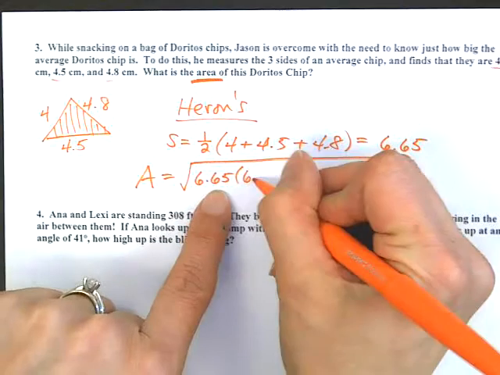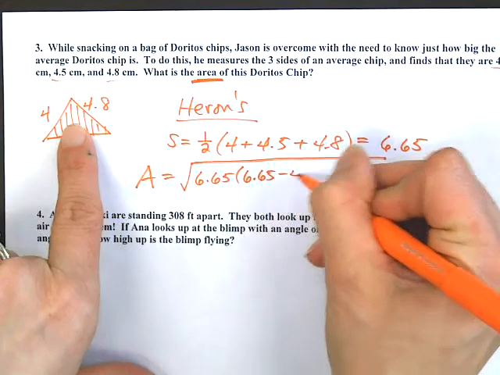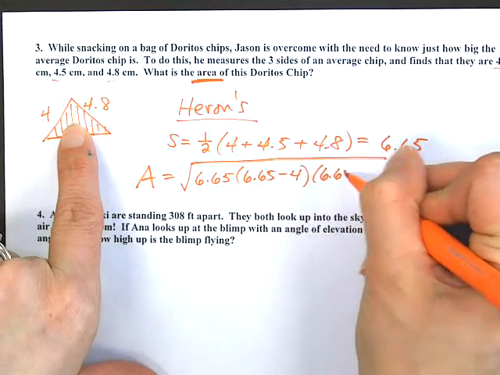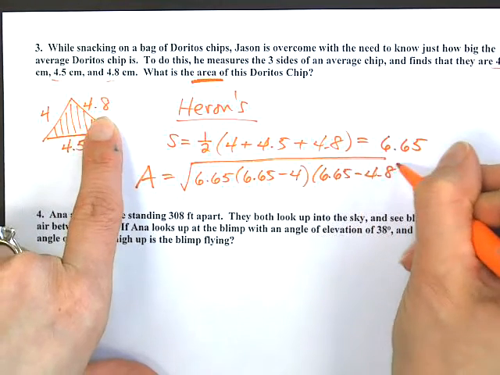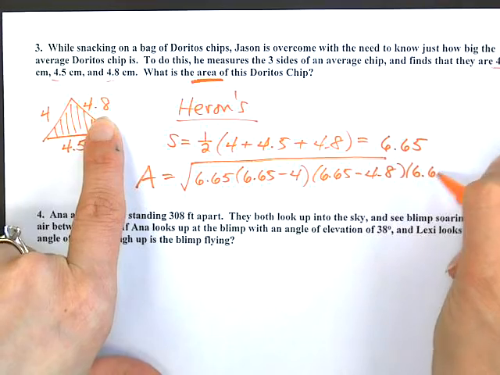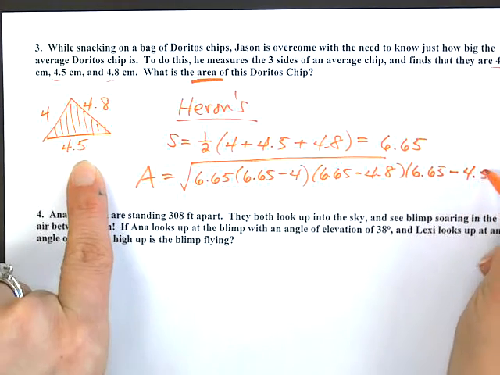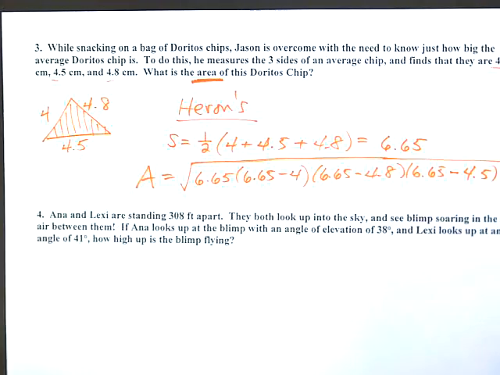And then 6.65, subtract off one of the sides. 6.65, subtract off the next side. 6.65, subtract off the last side. Draw a longer radical bar if it didn't cover it.